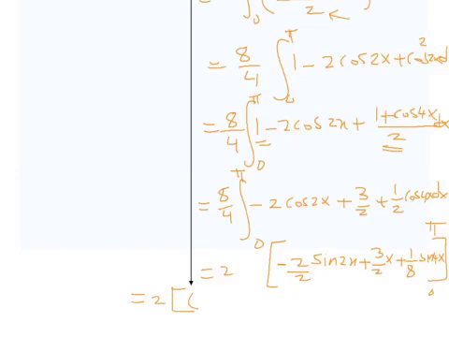Replace pi and then 0. So it will be sine 2 pi, which is 0, plus 3 over 2 pi and plus 1 over 8 sine 4 pi, which is also 0. Then sine 0 is 0, and here x is 0, everything here is going to be 0, and the final answer will be 3 pi.